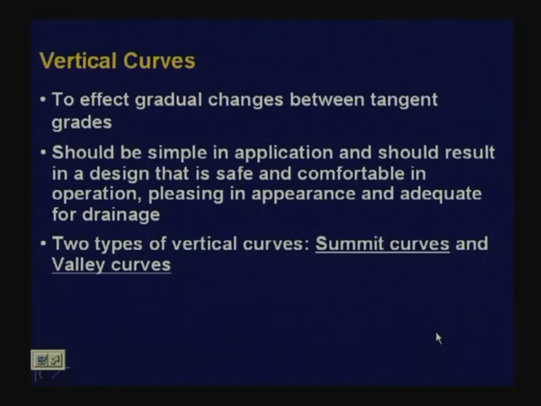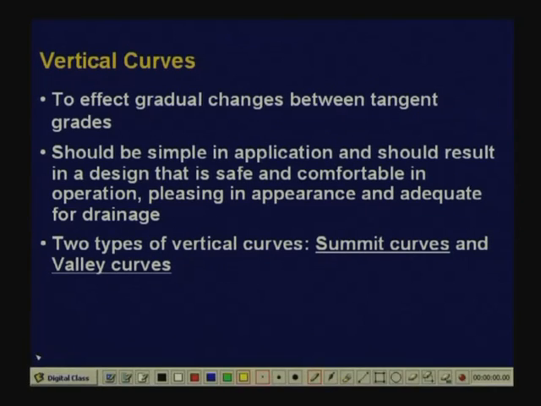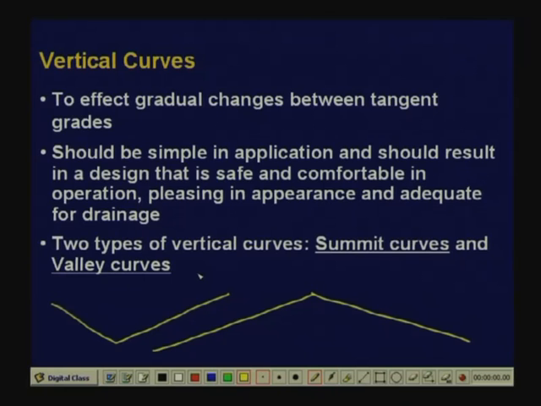Now, coming to vertical curves, it is necessary to effect gradual changes between tangent grades. You have two tangent grades, it may be of various types, but let us consider, say this is one tangent, this is another tangent. So, there is a change in grade, it may be the other way also like this. So, wherever there is a change in grade, to effect gradual changes between tangent grades, we need to provide vertical curves. Vertical curves should be simple in application.